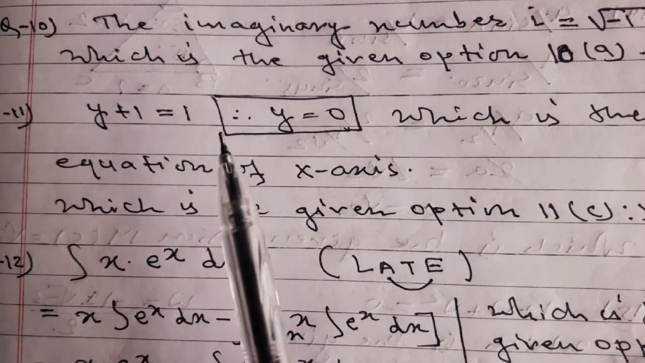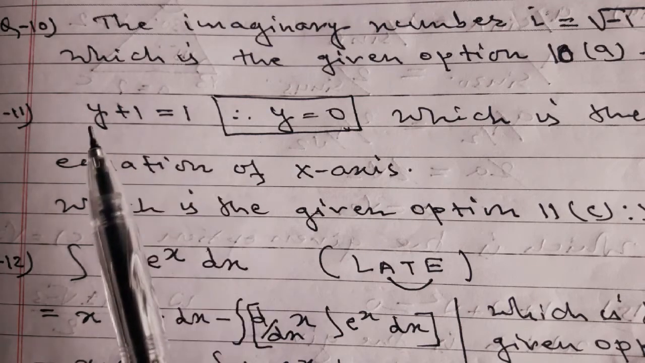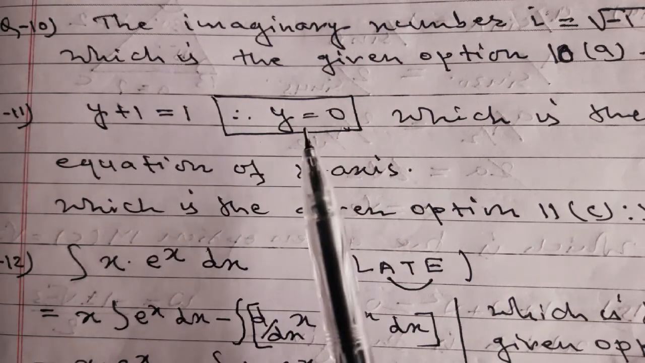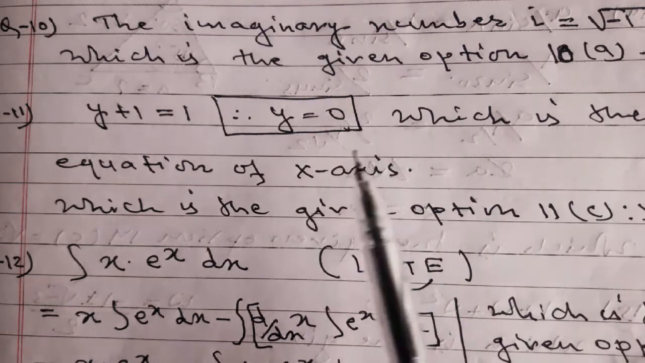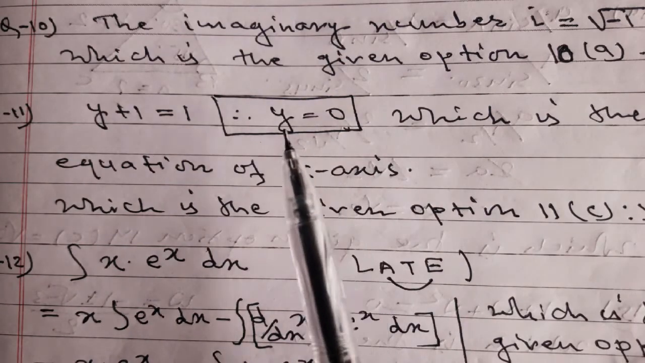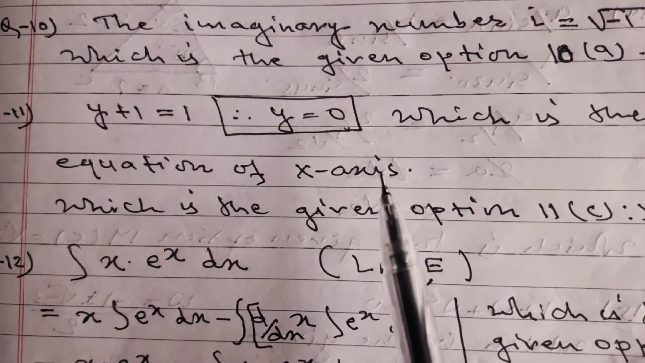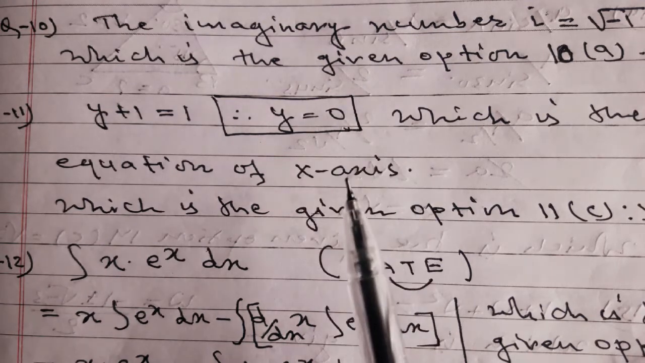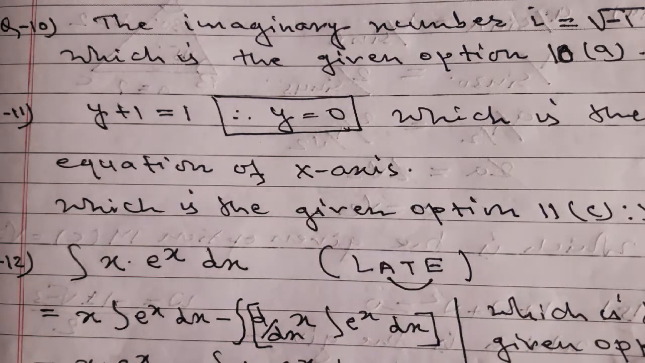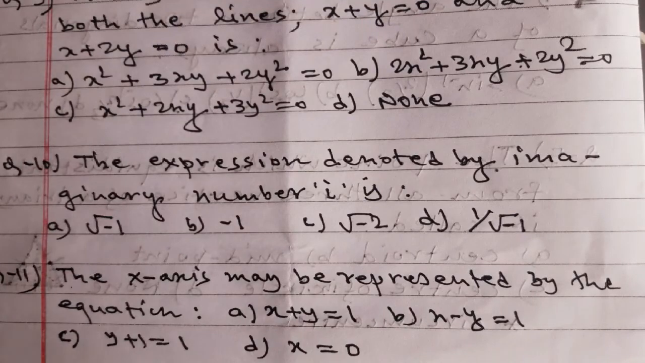y plus 1 is equal to 1. After solving, we get 1 minus 1, 0. That means y is equal to 0, which is the equation of the x-axis. y is equal to 0 represents the equation of the x-axis, because on the x-axis, the value of y is always 0, which is the given option 11c. So y plus 1 is equal to 1 represents the x-axis. So 11c is the right option. So we have to circle 11c. Let's go to question number 12.